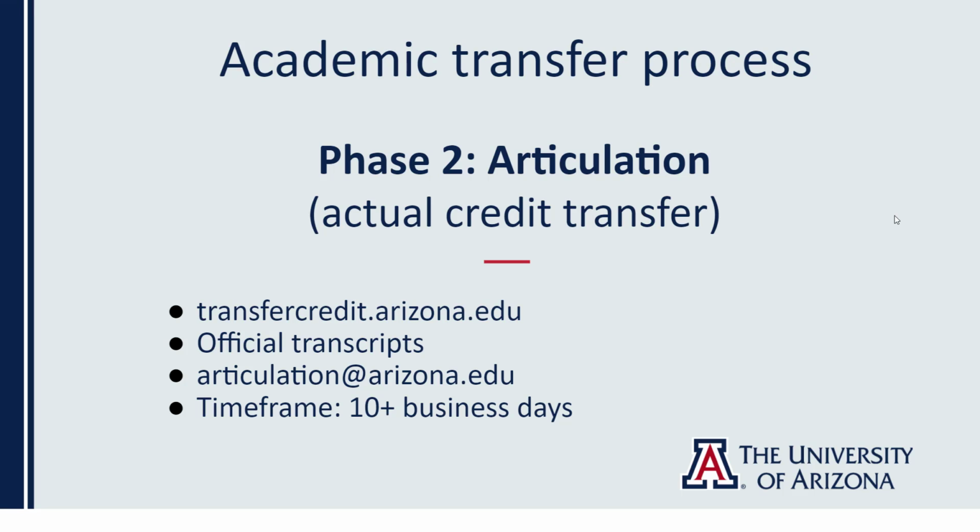So you have to request official transcripts, and it is always better to do that in the beginning. In the previous phase 1 for admission, I mentioned that we can use unofficial transcripts for the admission step, but for phase 2, we do have to have the official transcript. So we would encourage you to always request those as soon as you can to save time and make sure that we have those on file. And for questions at this point, you can email articulation@arizona.edu. And the time frame for this process for the articulation step would be 10 or more business days.